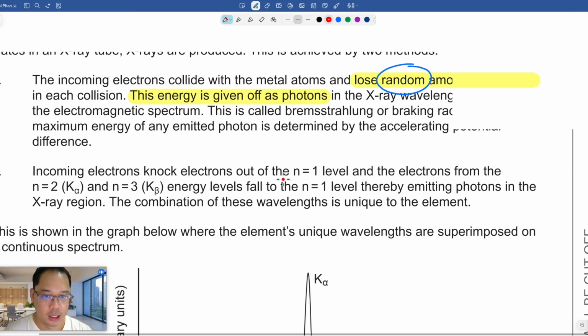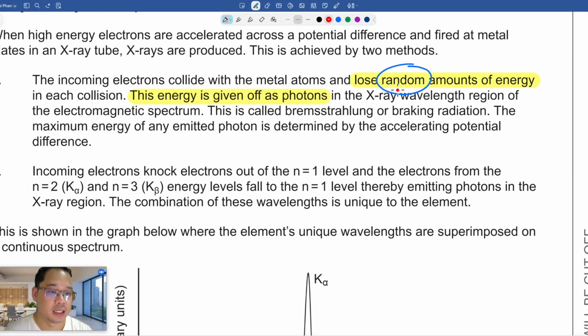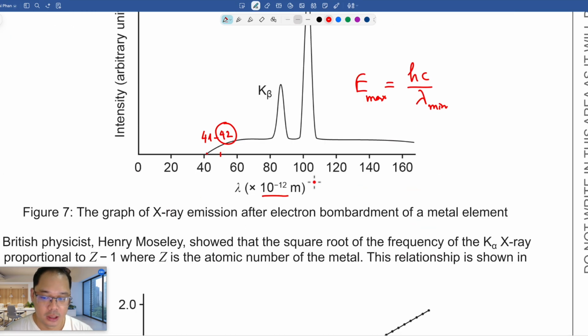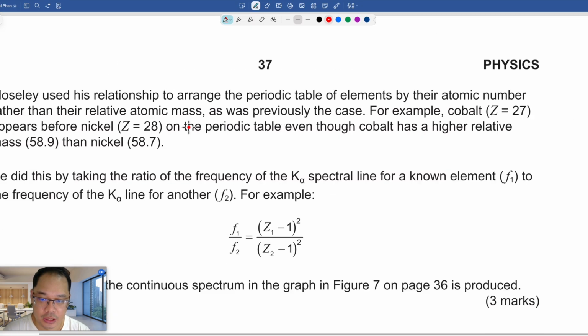Again, an incident electron can lose any random amount of energy. So when an electron loses most of its energy, such as 98-99% of its kinetic energy, the corresponding emitted photon has the maximum energy here. Let me write the solution down here.